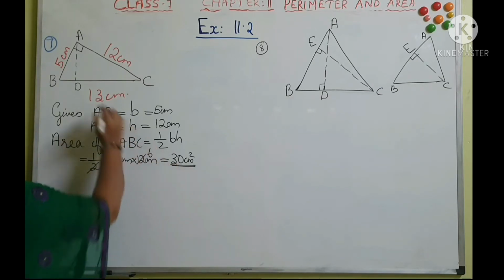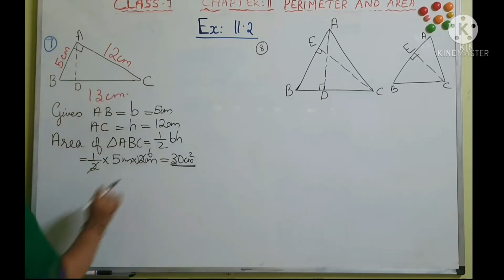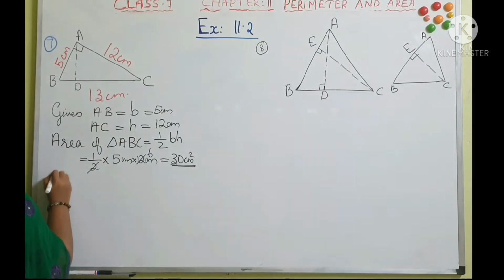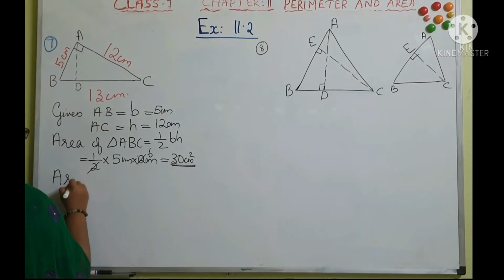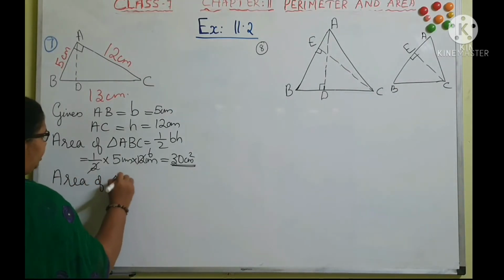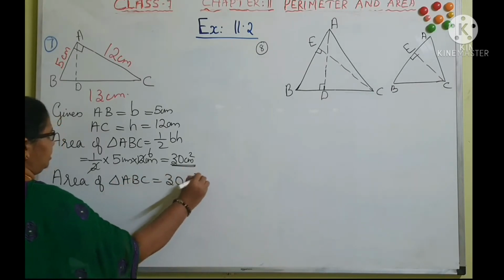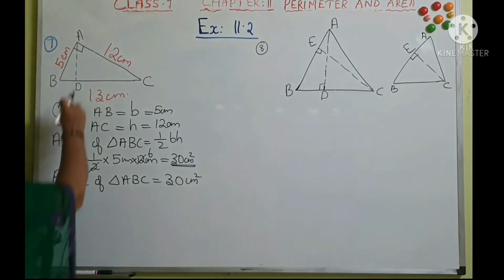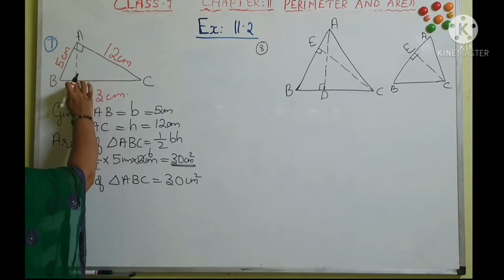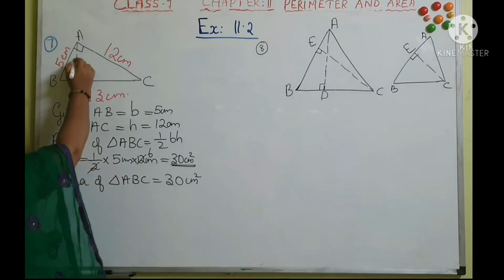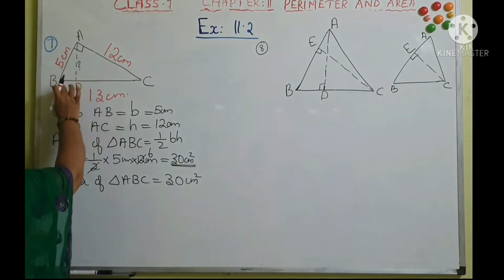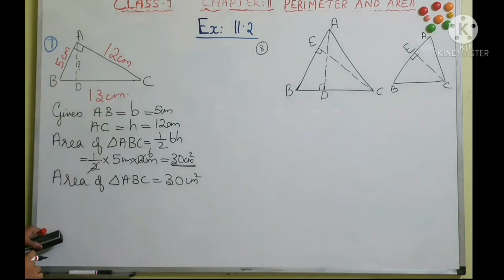Now we have the area of this triangle as 30 centimeter square. So area we know. Area of triangle ABC is equal to 30 centimeter square. We have to find the length of AD. Here AD is the height to the base BC.